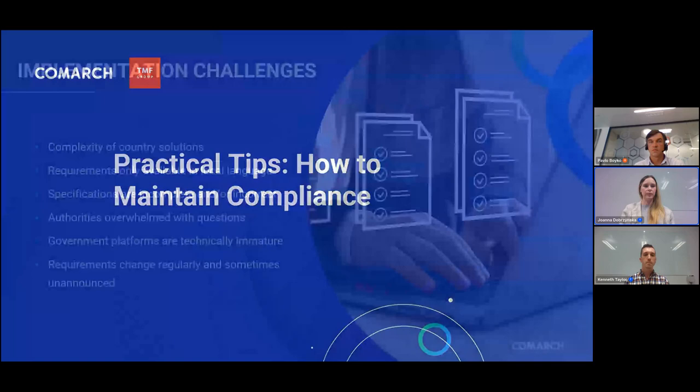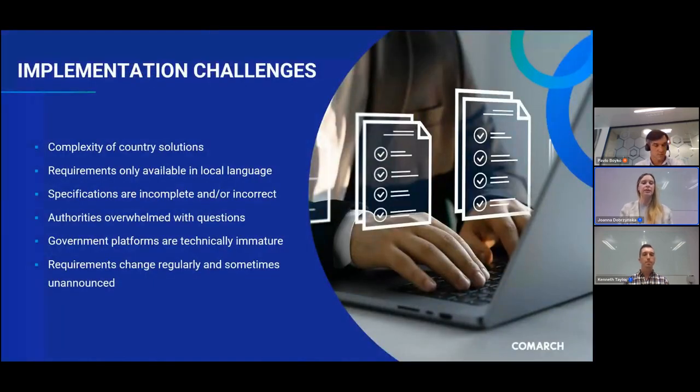So, yeah, in terms of compliance, some practical tips and also some challenges that companies have to face when planning the solution or in general the strategy for invoicing and e-reporting. As we do this, we have to face numerous challenges that can make implementing these solutions quite a project. From the complexity of the country solutions to the frequently changing requirements and moreover incomplete specifications, there are many challenges to overcome in order to ensure that we meet all regulatory obligations.